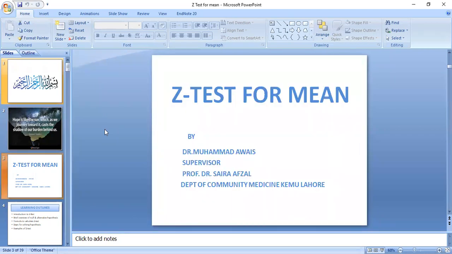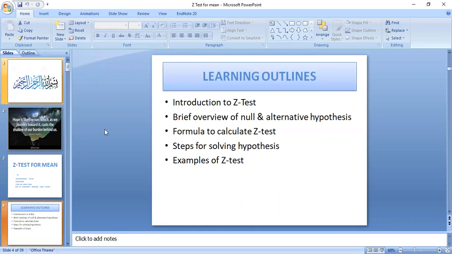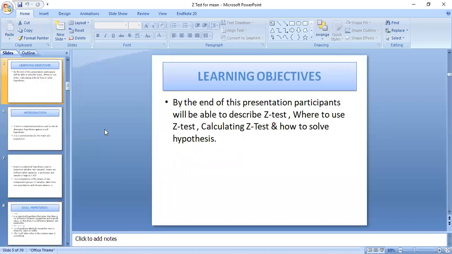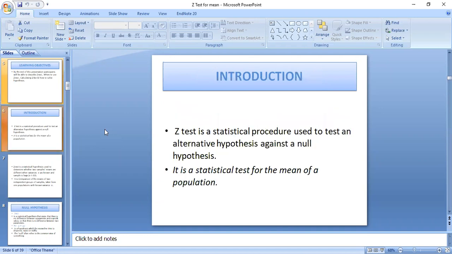Today, the topic of presentation is Z-test for mean, under the supervision of Professor Dr. Saira Afzal. The outline of today's presentation is: introduction to Z-test, brief overview of null and alternative hypothesis, formula to calculate Z-test, steps for solving hypothesis, and examples of Z-test. The learning objectives are that by the end of this presentation, participants will be able to describe Z-test, where to use Z-test, calculating Z-test, and how to solve hypothesis.